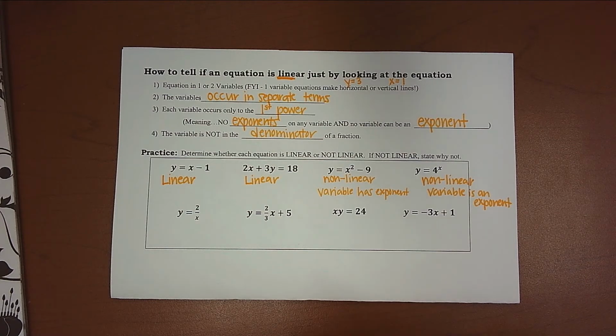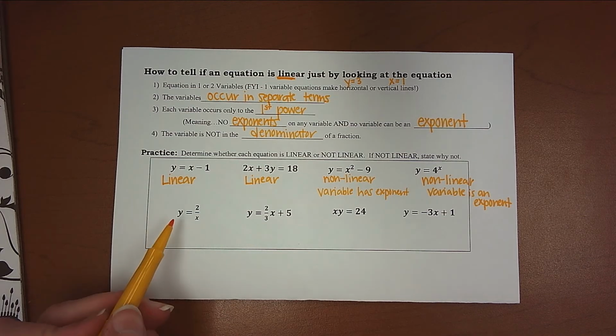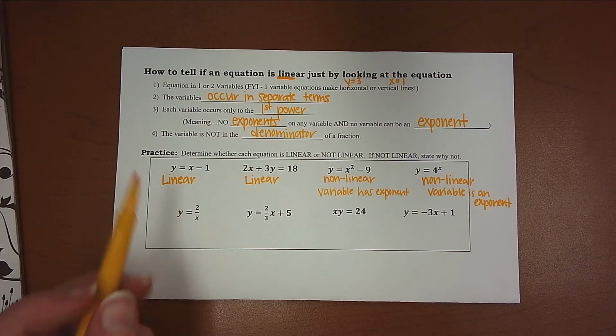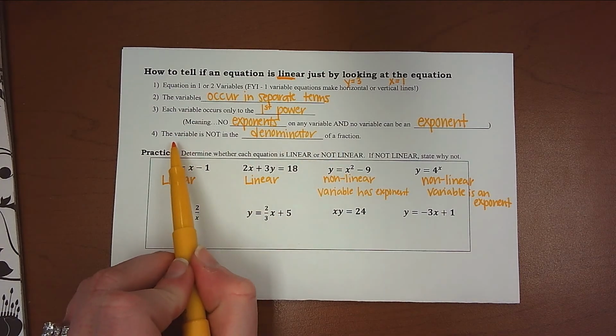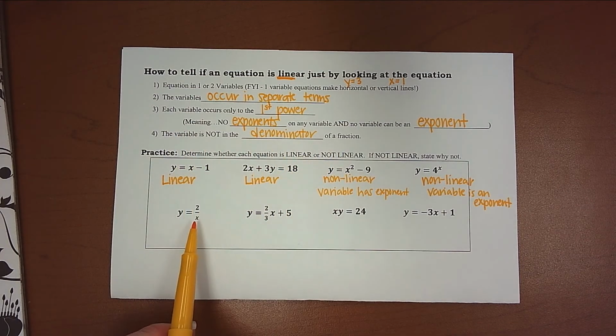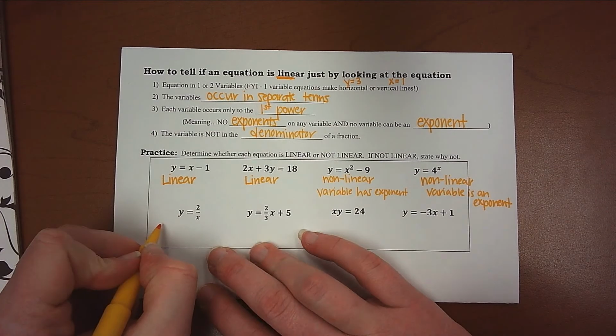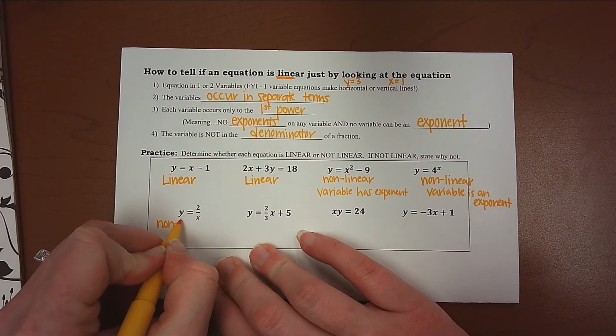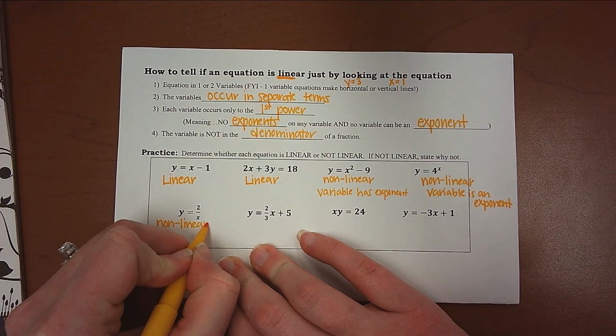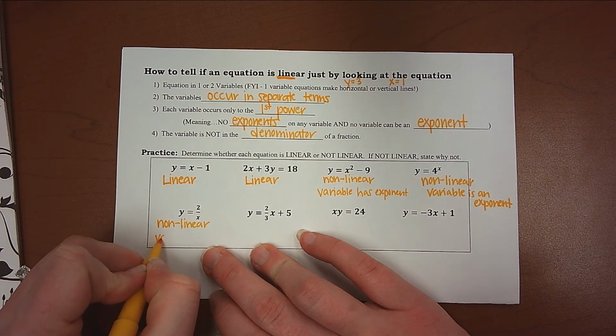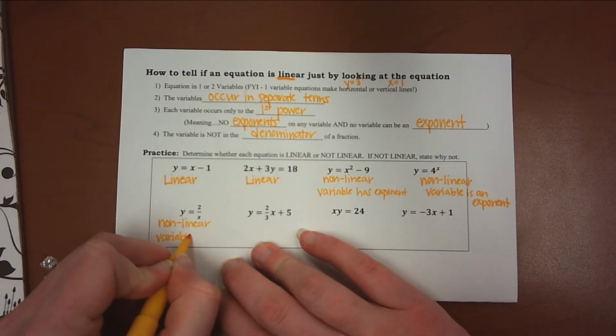So hopefully you tried to describe these as linear and nonlinear, and if they were nonlinear, you tried to explain why. This next one, y equals 2 over x. I remember the last rule being the variable is not in the denominator. This variable is, so I know that this is nonlinear because there's a variable in the denominator.